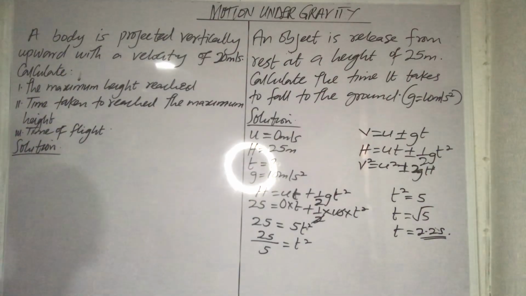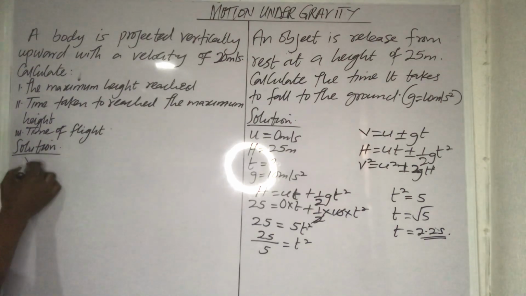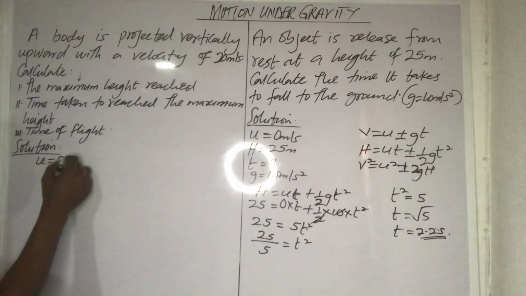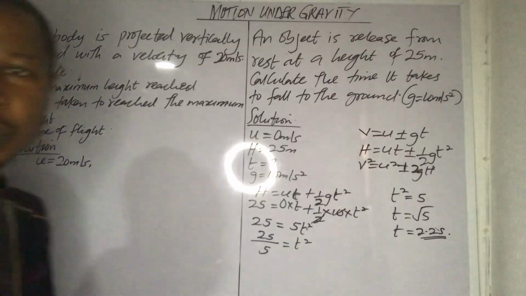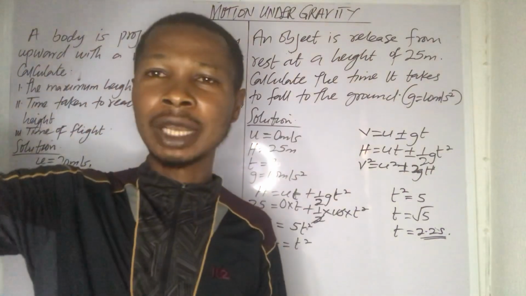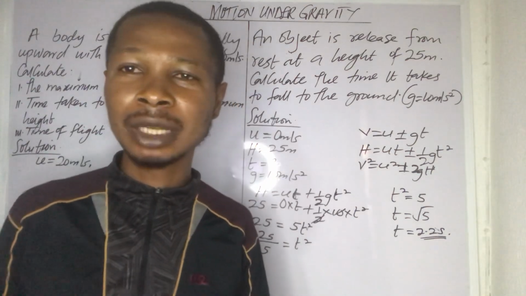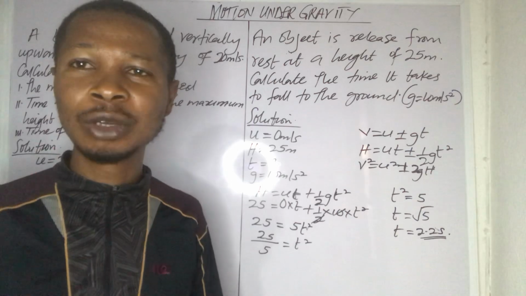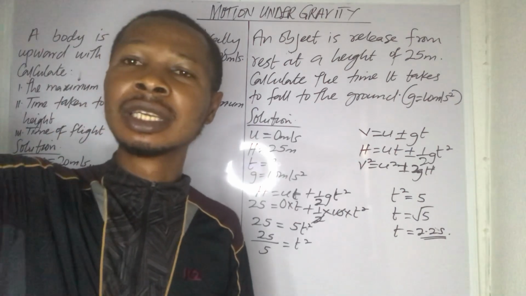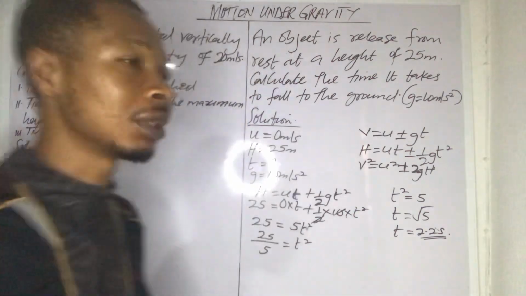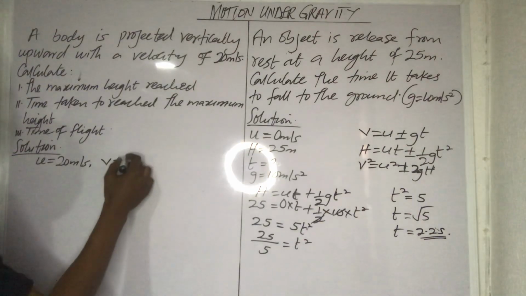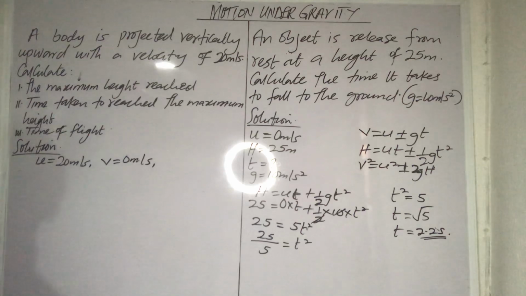A body is projected vertically upward with a velocity of 20 meters per second. That's the initial velocity, u is equal to 20 meters per second. Since the body is projected vertically upward, at the maximum height, before the body starts falling to the ground, its final velocity is taken as 0 meters per second. That means in this case, my v will be equal to 0 meters per second.